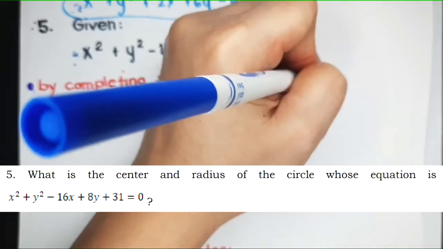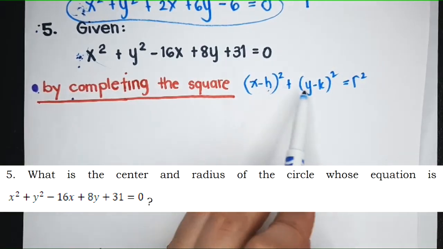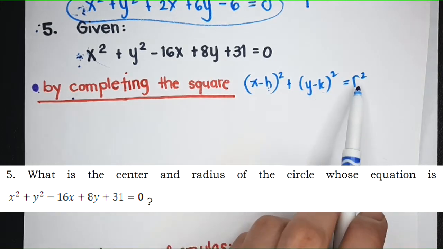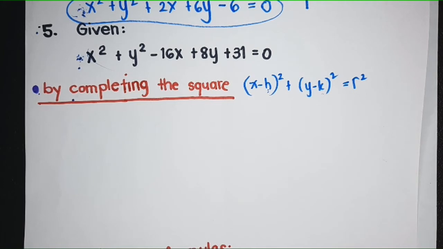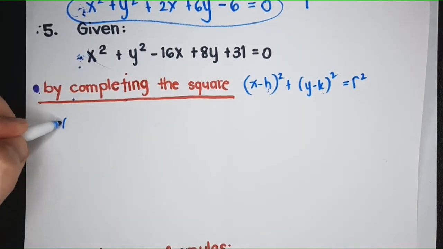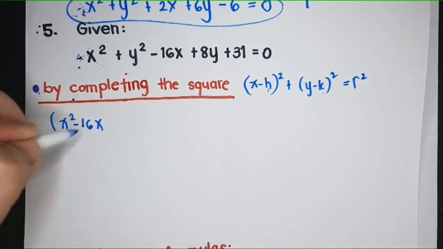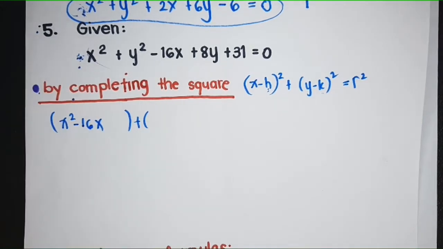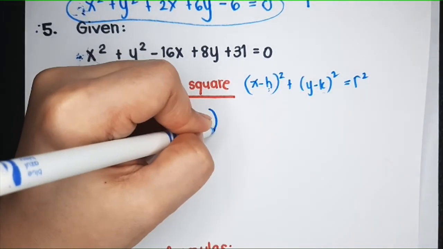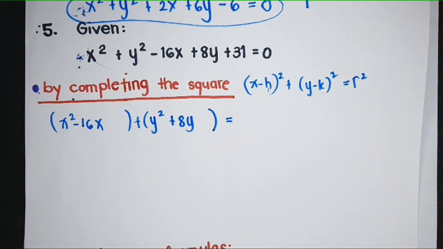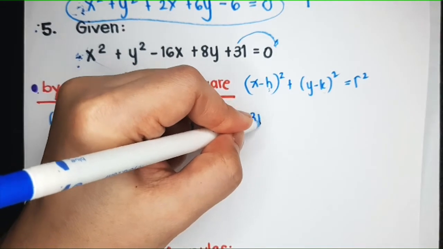Ito ay tinatawag din na center radius form. Kasi from this form, we can easily get the center, HK, and the radius. Okay? Ito yung goal natin. Okay? So, how do we perform completing the square? Okay, so, again, we group terms with x. Okay, sorry. So, minus 16x, like that, right? Okay, and then we group terms with y. So, you have y squared plus 8y. Right? And then, yung constant, ilalagay nyo sa kabilang side ng equation. Ito. So, you'll have negative 31.